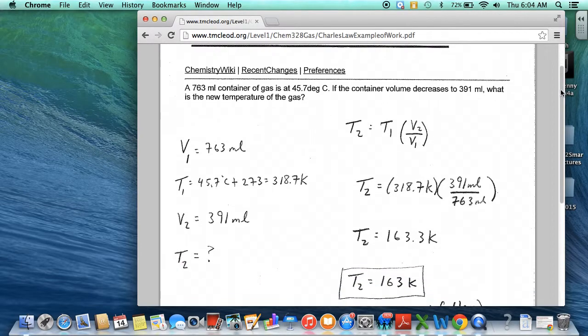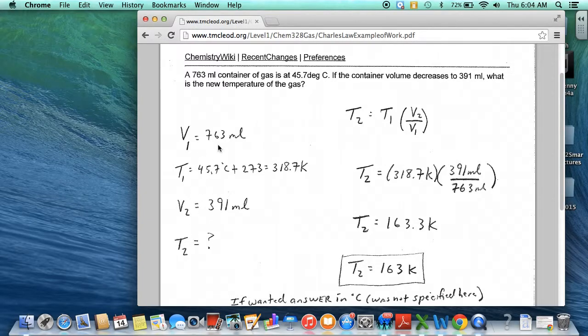Now what I have to do is declare my variables. And again, if this is the first time you hear this, this is a word problem. So usually in word problems, the sentence is one condition. So this is my condition 1 usually. So it says the volume V1 is equal to 760 milliliters. T1 is 45.7 degrees C. And as you know, you have to be in K.